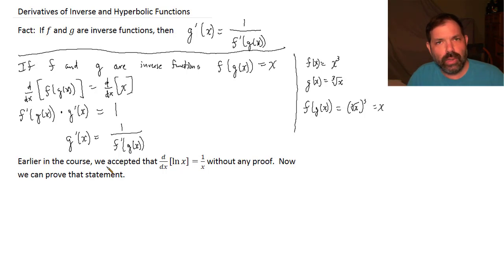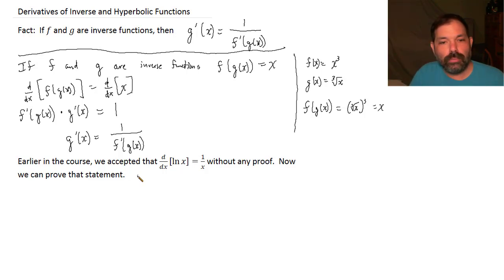And so we've proven this rule for inverse functions: if we know we have inverse functions, then we can calculate the derivative of one of those functions by using this interesting notation. So let's see an example of that. Earlier in the course, I told you that the derivative with respect to x of natural log x was 1 over x, but I couldn't prove it to you because I didn't have this technique yet. So now let's prove that statement.